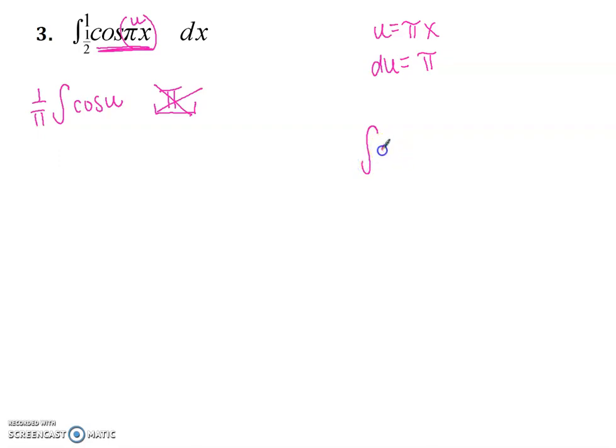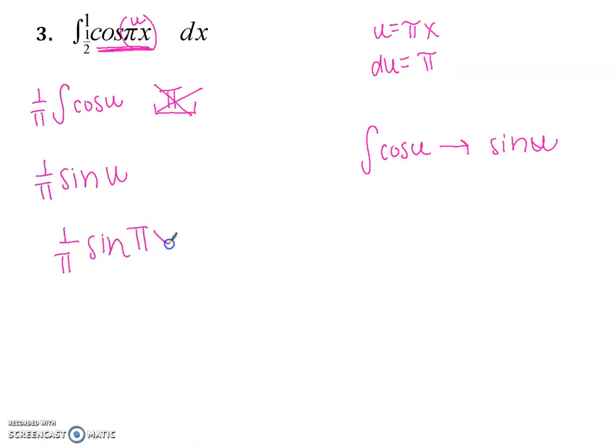And then I'm just looking on my integral sheet. So I'm looking for the integral with cosine in it. And I can see that goes to sine. And it would be sine of whatever we have for u. So this is going to turn into 1 over pi sine of u. And then I'm going to go ahead and put that pi x back in for u. So I'm going to have 1 over pi sine of pi x. Then I'm going to plug in 1 for x. I'm going to plug in 1/2 for x and subtract those two numbers.